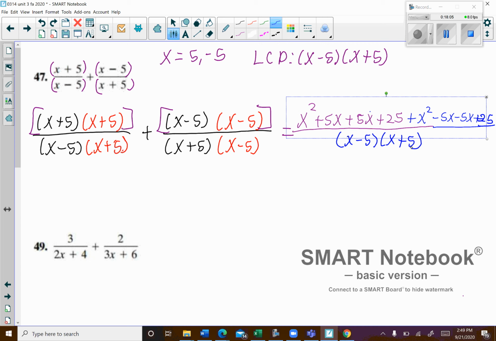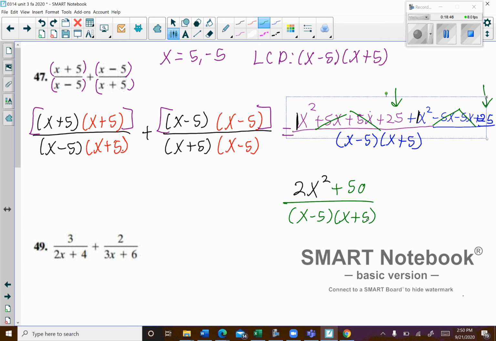Once again, don't start trying to cancel anything out yet. You have to see what like terms you have on top. We have 1x squared here, and another one here, so we've got 2x squared. Then all my x's cancel out, actually: a plus 5x minus 5x, plus 5x minus 5x. And then I have a plus 25 and another plus 25, so that'll be a plus 50. All over x minus 5, x plus 5.